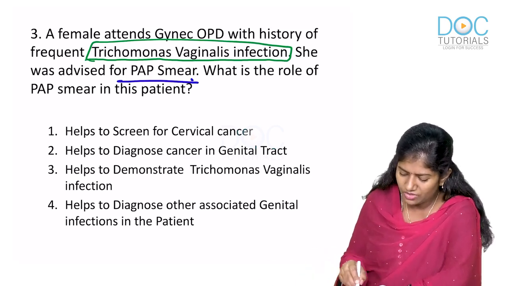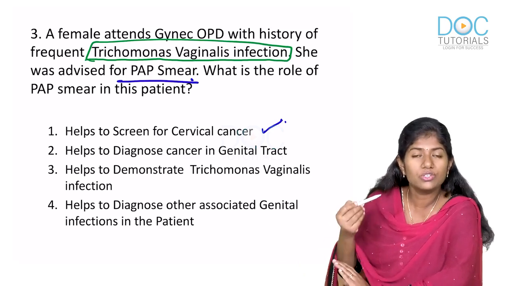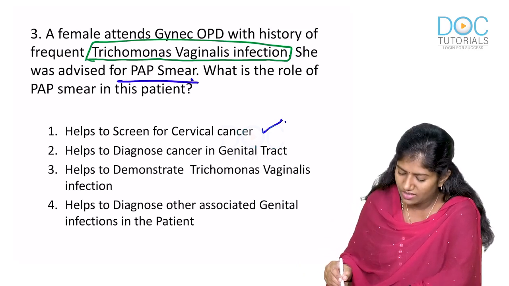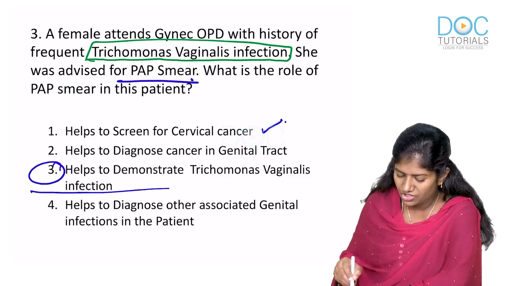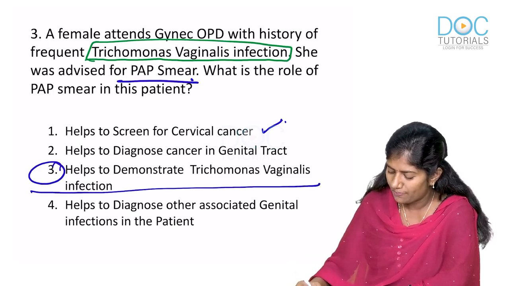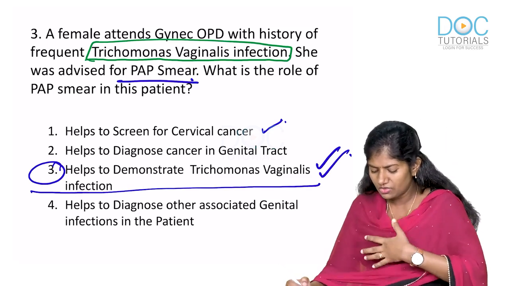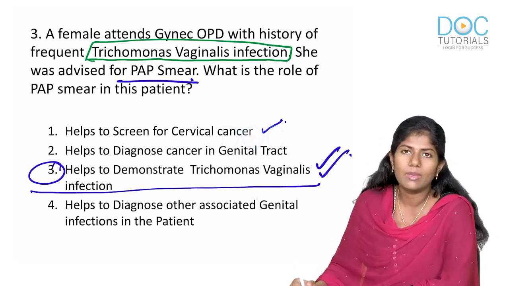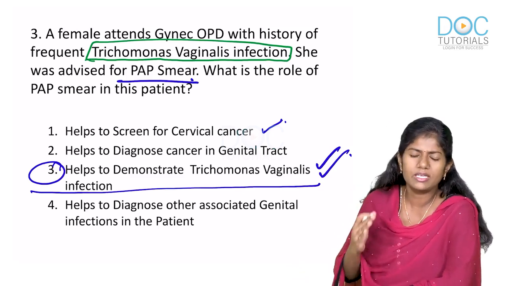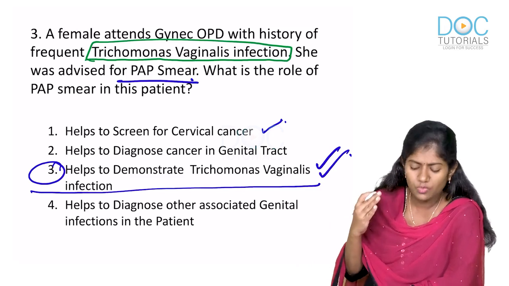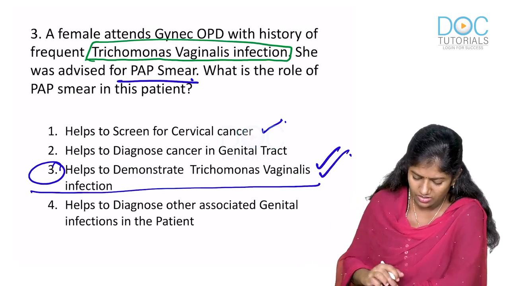Okay, it helps to screen for cervical cancer. That's a correct statement, but not relevant to this question. Helps to diagnose cancer in the genital tract. That's true. Helps to demonstrate Trichomonas vaginalis infection is the single best answer. Helps to diagnose other associated genital infection is also correct. Bacterial vaginosis can be diagnosed, Candida can be diagnosed, but Trichomonas can be diagnosed with Pap smear, and that is what is relevant to this patient's history. Okay, so this is the perfect answer here.